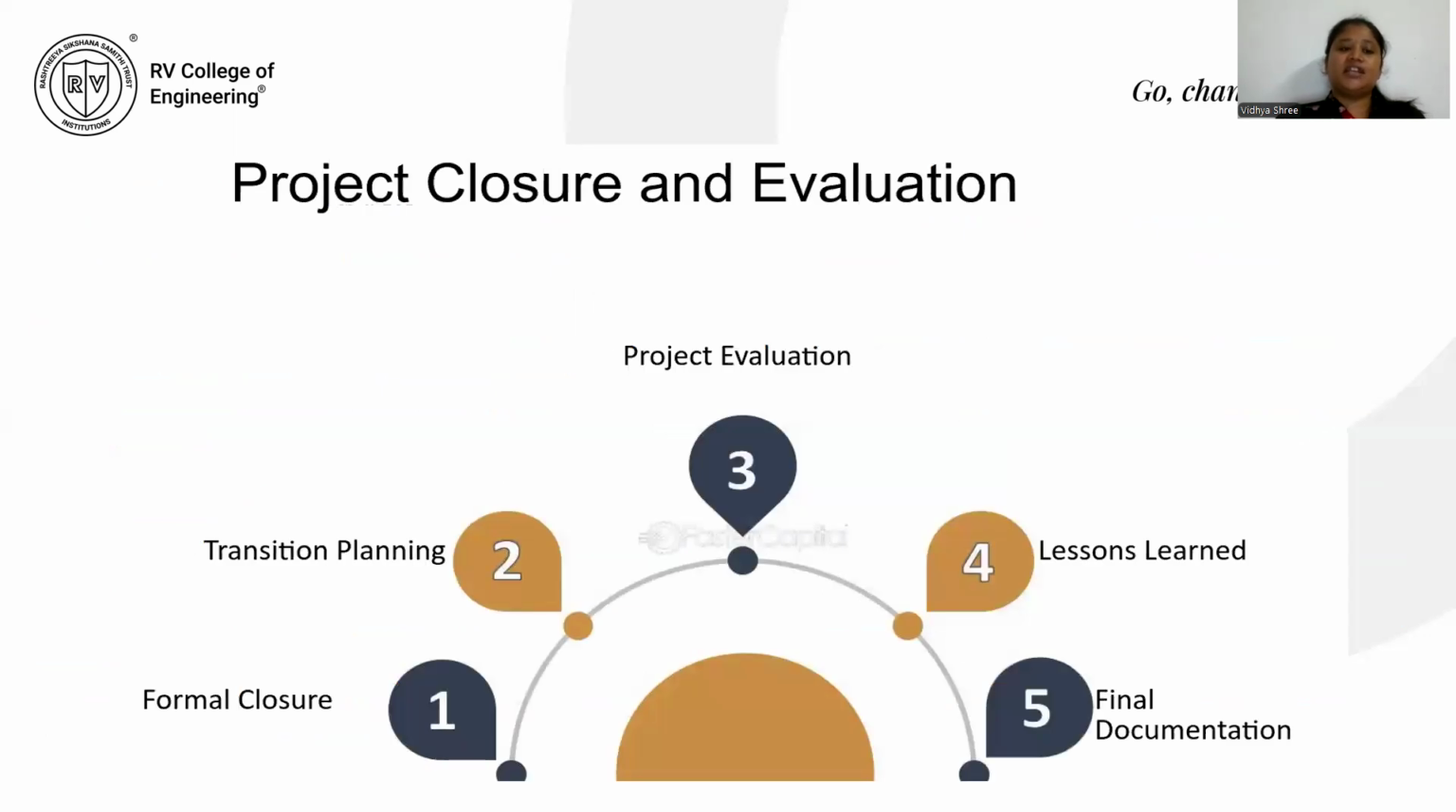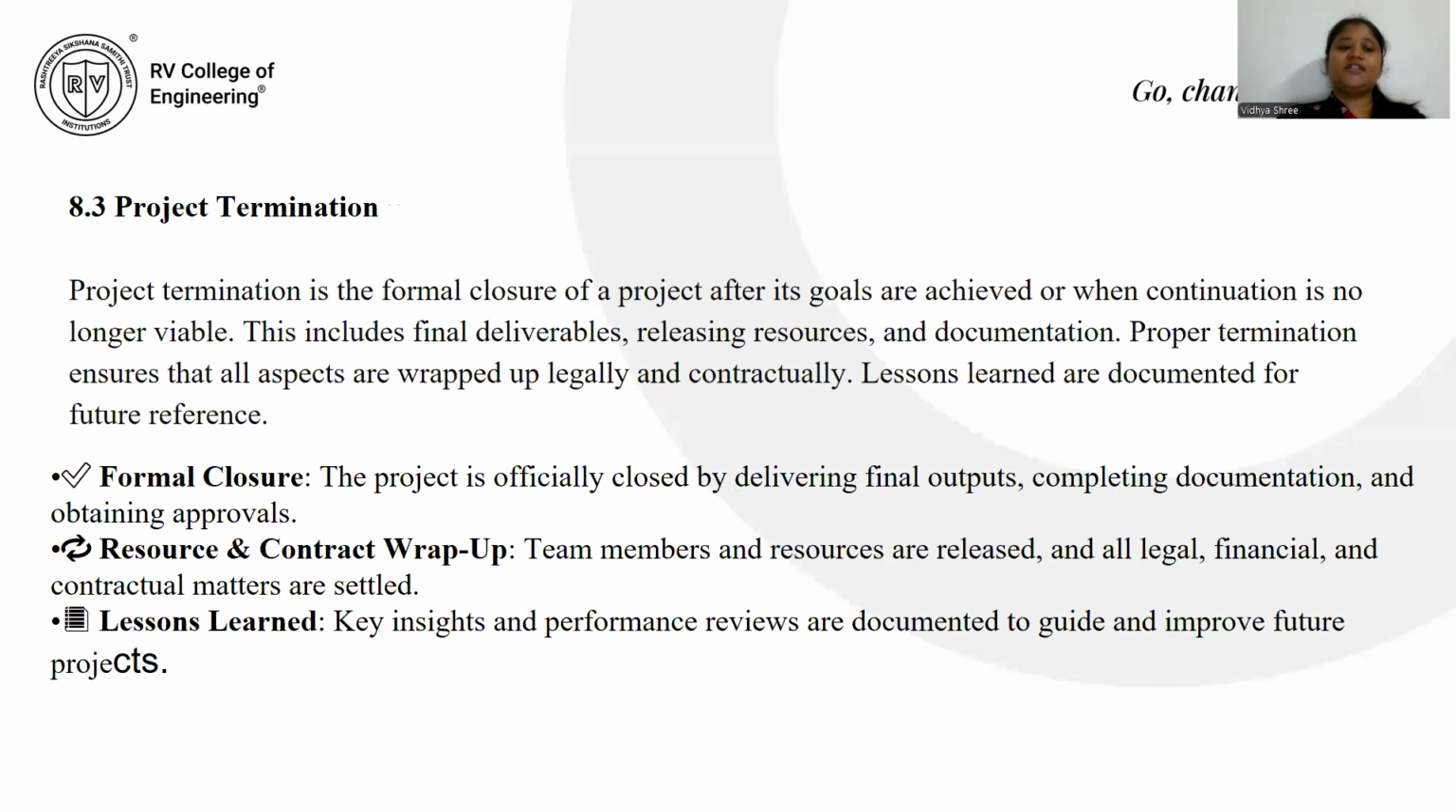The last stage is project closure and evaluation, which includes formal closure, transition planning, project evaluation, lessons learned, and final documentation. Project termination is a formal closure of a project after its goals are achieved or when continuation is no longer viable. This includes final deliverables, releasing resources and documentation, ensuring that all assets are wrapped up legally and contractually. The lessons learned are documented for future reference.